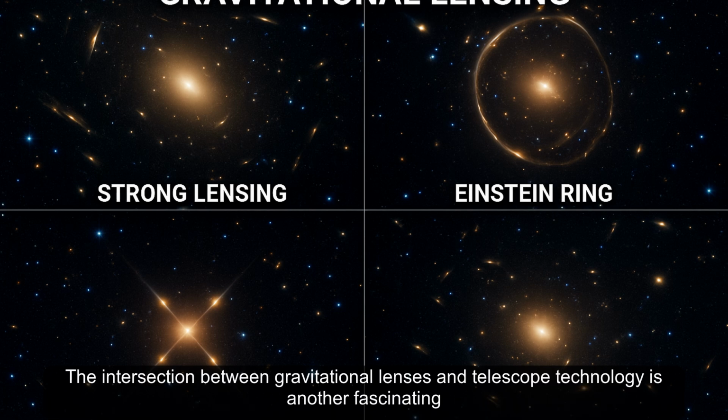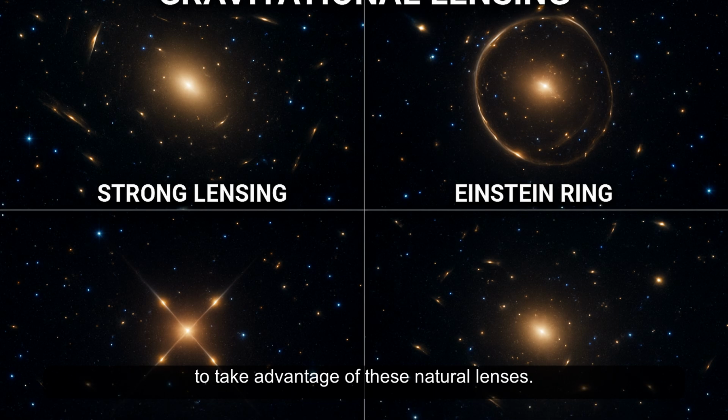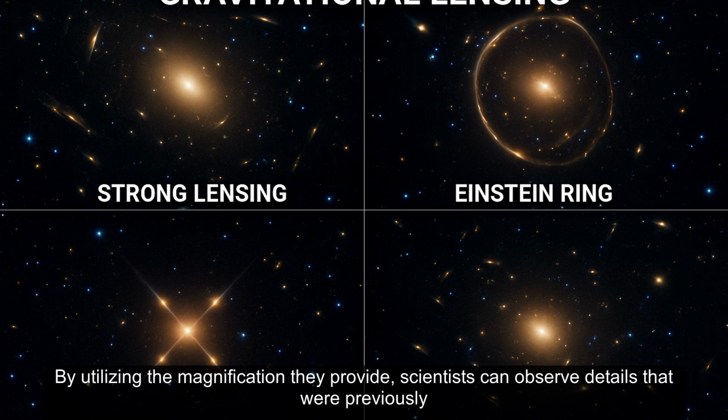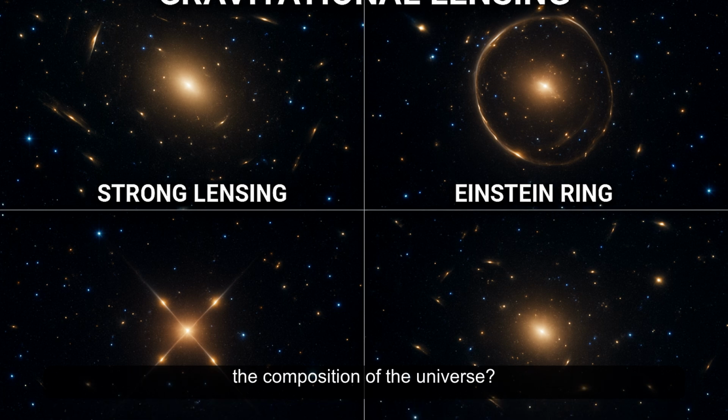The intersection between gravitational lenses and telescope technology is another fascinating example. Modern telescopes such as the Hubble Space Telescope and the James Webb have been designed to take advantage of these natural lenses. By utilizing the magnification they provide, scientists can observe details that were previously invisible. Isn't it amazing to think that light distorted by a distant galaxy can give us clues about the composition of the universe?